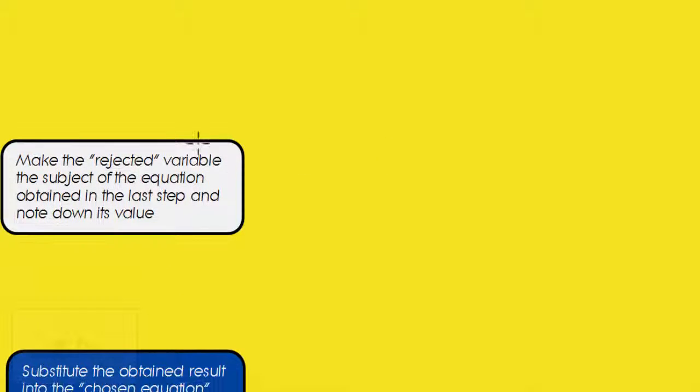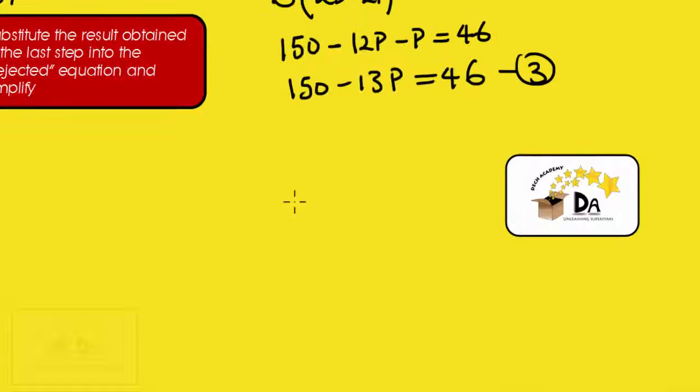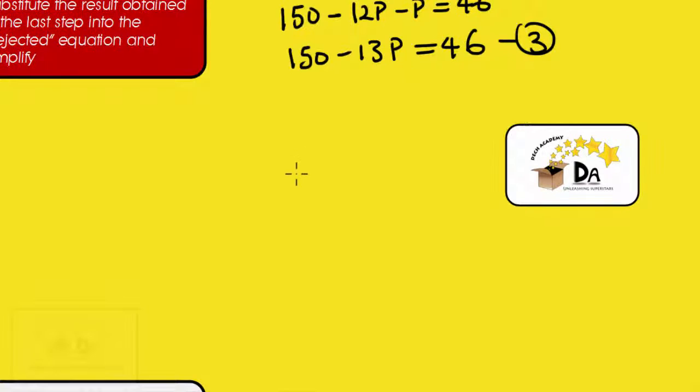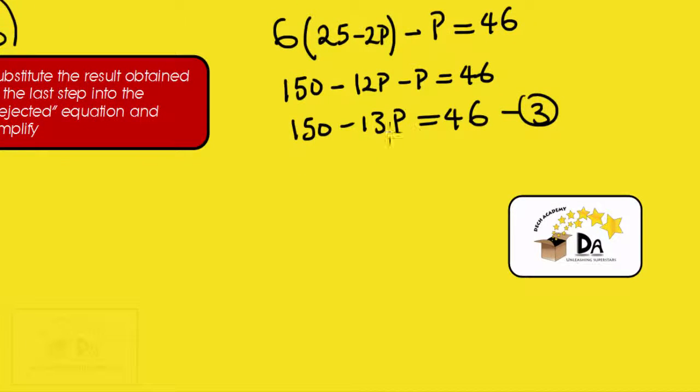The next step says make the rejected variable the subject of the equation obtained in the last step and note down its value. So we're going to make the rejected variable, which is p, the subject of the formula in equation 3. Remember, q was the chosen variable. This is easy to achieve because we just have to isolate p on the left hand side.